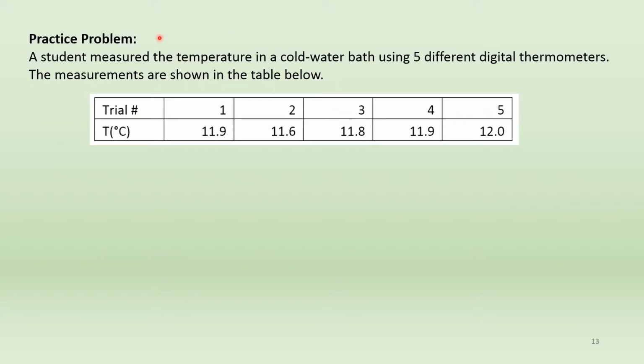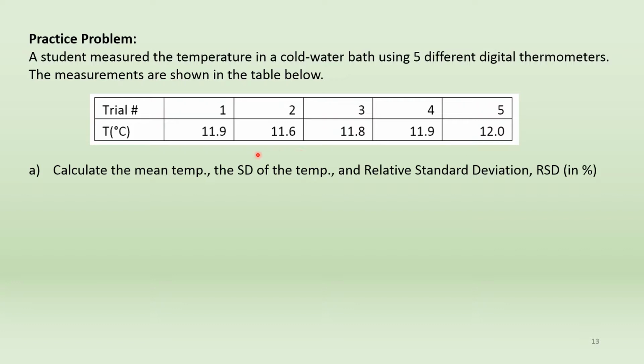Let's get some practice. A student measured the temperature in a cold water bath using 5 different digital thermometers. And here are the temperatures. Using the first thermometer, she measured 11.9 degrees C. The second thermometer read 11.6 degrees C. The third measured 11.8, then 11.9, and 12.